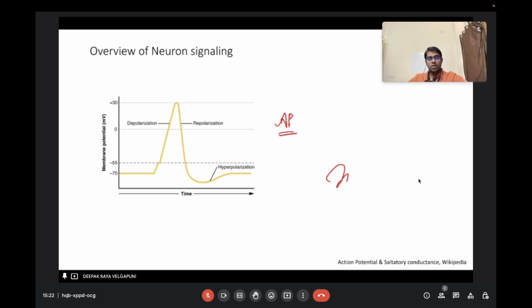So once it reaches threshold, it increases to the maximum possible voltage. Here it is plus 30 millivolts, and then slowly another mechanism starts, which repolarizes the neuron back to rest.